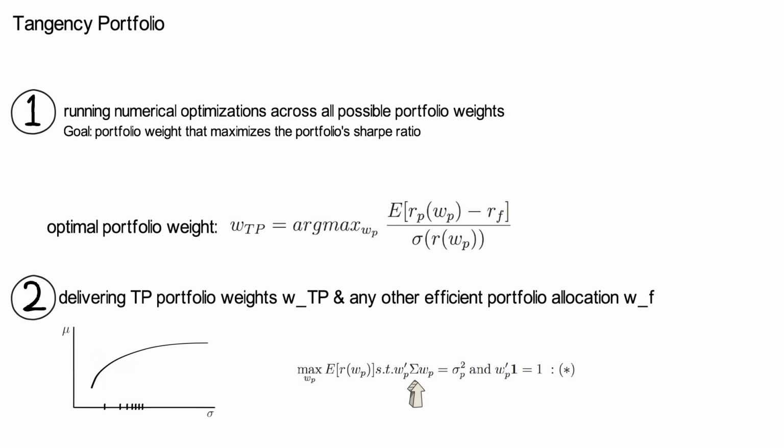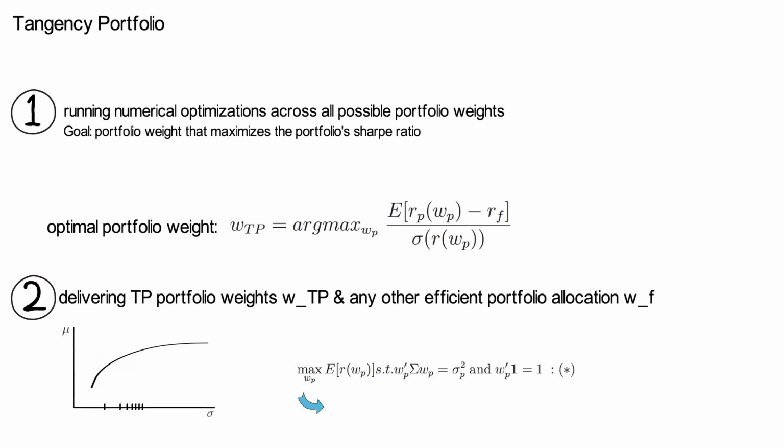Notice, capital sigma is an exogenous data input. It's the covariance matrix of asset returns. The last constraint is called the full investment constraint. This says that all the wealth needs to be invested into the risky assets. As you have a grid for sigma p, and hence also for sigma square p, you can now solve the previous optimization problem for any target risk.